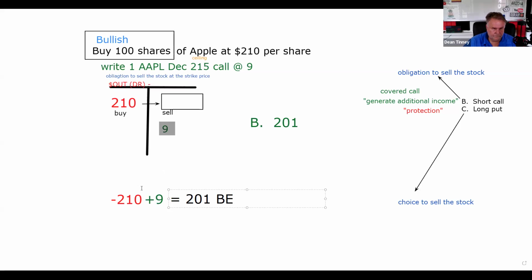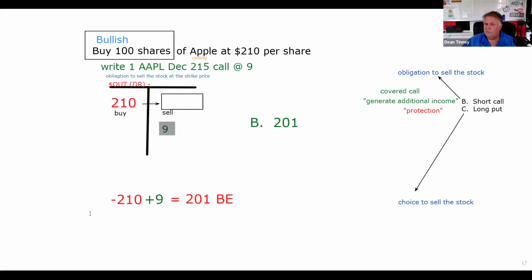Please note, it's the one time and the one time only. It isn't call up. We are actually subtracting to get the break even. Actually subtracting, right? So 201 is the break even.